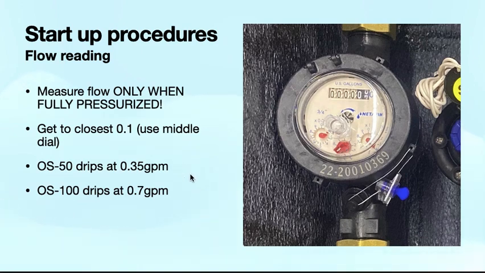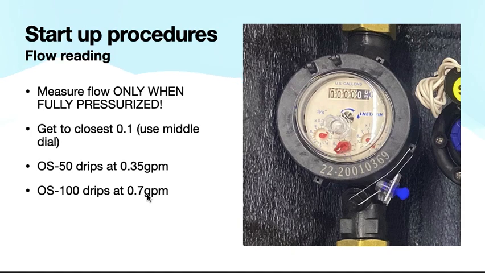What we're looking for is going to be site specific. It's probably the one time you have to do math for these systems. We have 2 different sized coils, and again, this will be specific to your site. We have OS 50s and OS 100s, or a 5-foot coil and a 7-foot coil. Every OS 50 drips or gets rid of water at 0.35 gallons a minute, and every OS 100 gets rid of it twice as fast, at 0.7 gallons a minute.